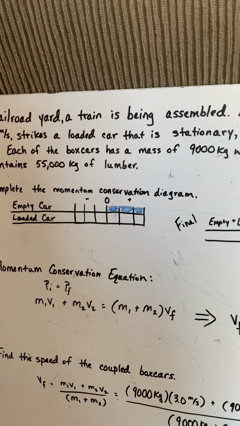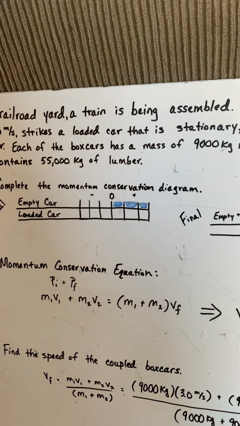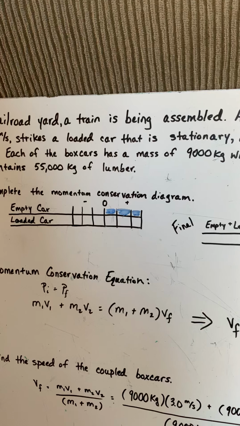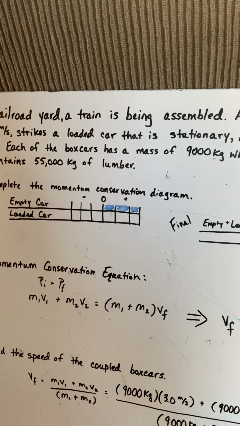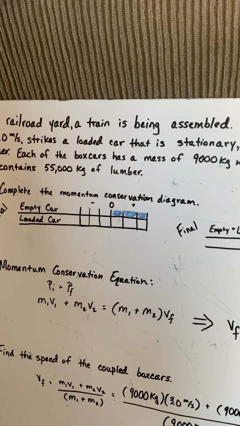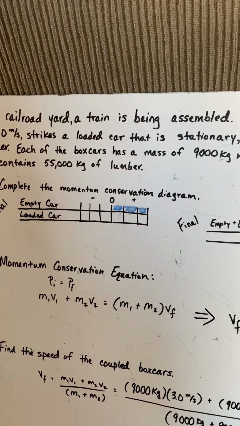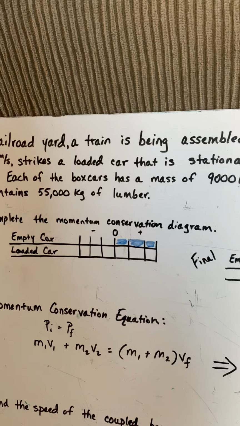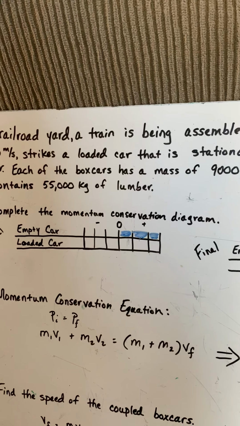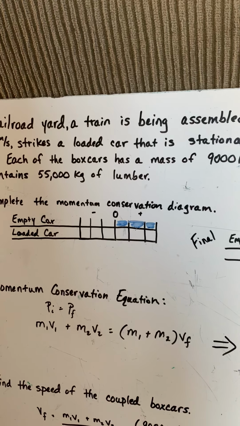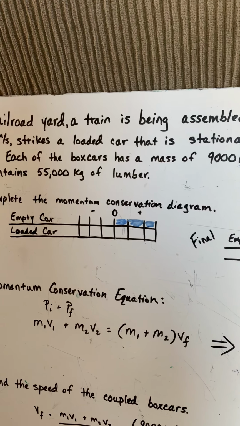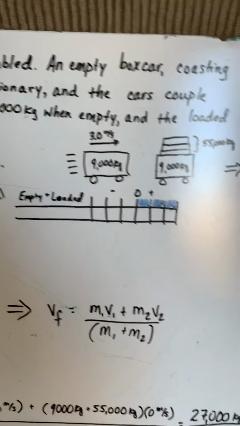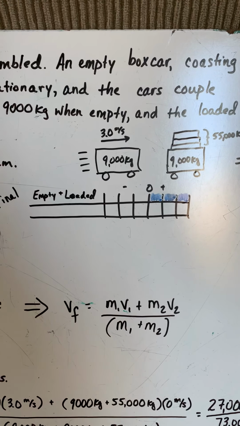It doesn't matter how many bars you give each one for their momentum, as long as you're able to keep it going and make it so that the beginning and the end add up to be the same thing. So at the beginning, I've got my empty car moving. I just gave it a random 3 bars of momentum. You could have made it whatever you wanted, but I also have it moving in a positive direction. What that means is at the end, the momentums have to add up to 3 bars also.